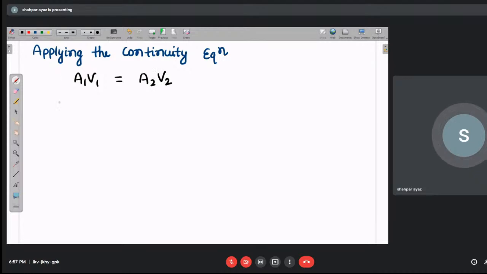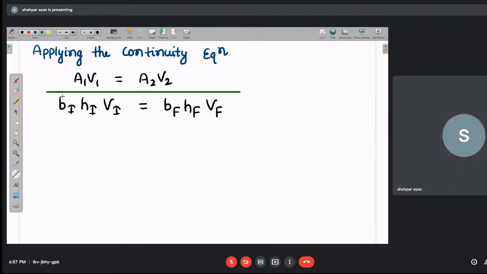So the initial area is B initial, H initial, V initial, and the final area is BF, HF, VF. So this is the one formula. On this you can see problems.